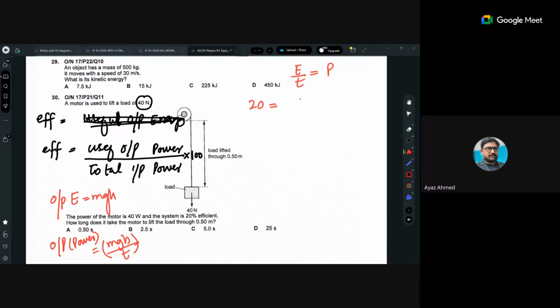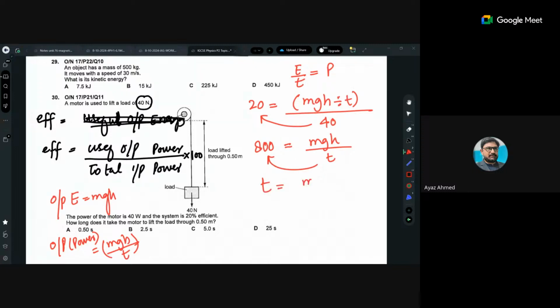So 20 is equal to mgh divided by t, divided by 40 watts, because input power is 40 watts. Just cross multiply, it will become 800, and that is mgh divided by t. From here, t will be shifted to that side. t will be equal to mgh divided by 800, and your answer will be, what is m?